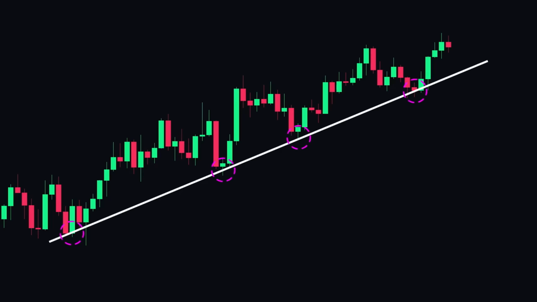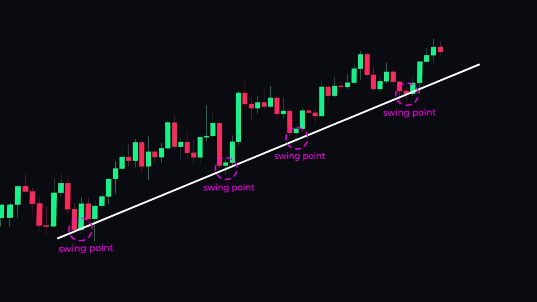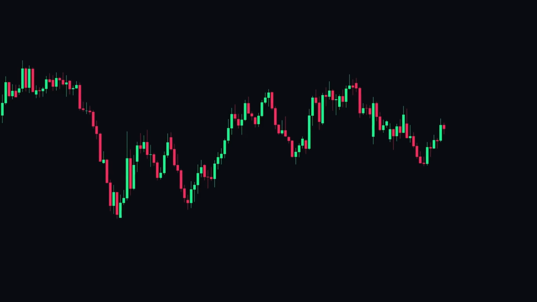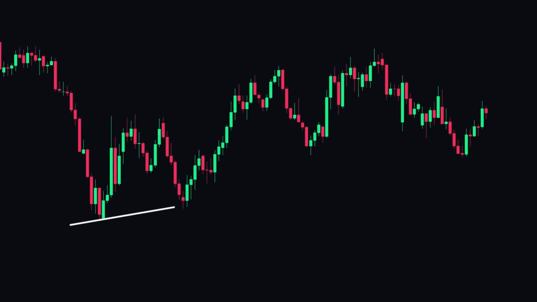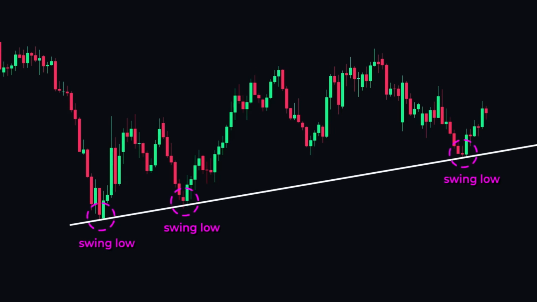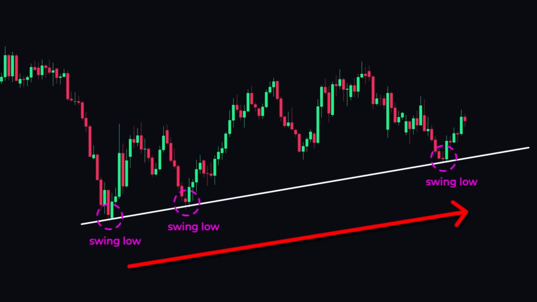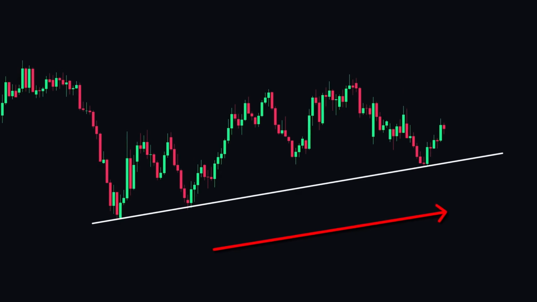A trend line is a straight line drawn on a chart that connects two or more swing points in price. Let's look at an example. In this chart, we can see that price is fluctuating, moving up and down repeatedly. So with all these movements happening, how can we tell where the market is actually heading? Simple, we draw a trend line. By drawing a straight line connecting the swing lows on the chart, we can see that the trend line is heading upward. This tells us that, despite these short-term fluctuations in price, the overall market trend is up.